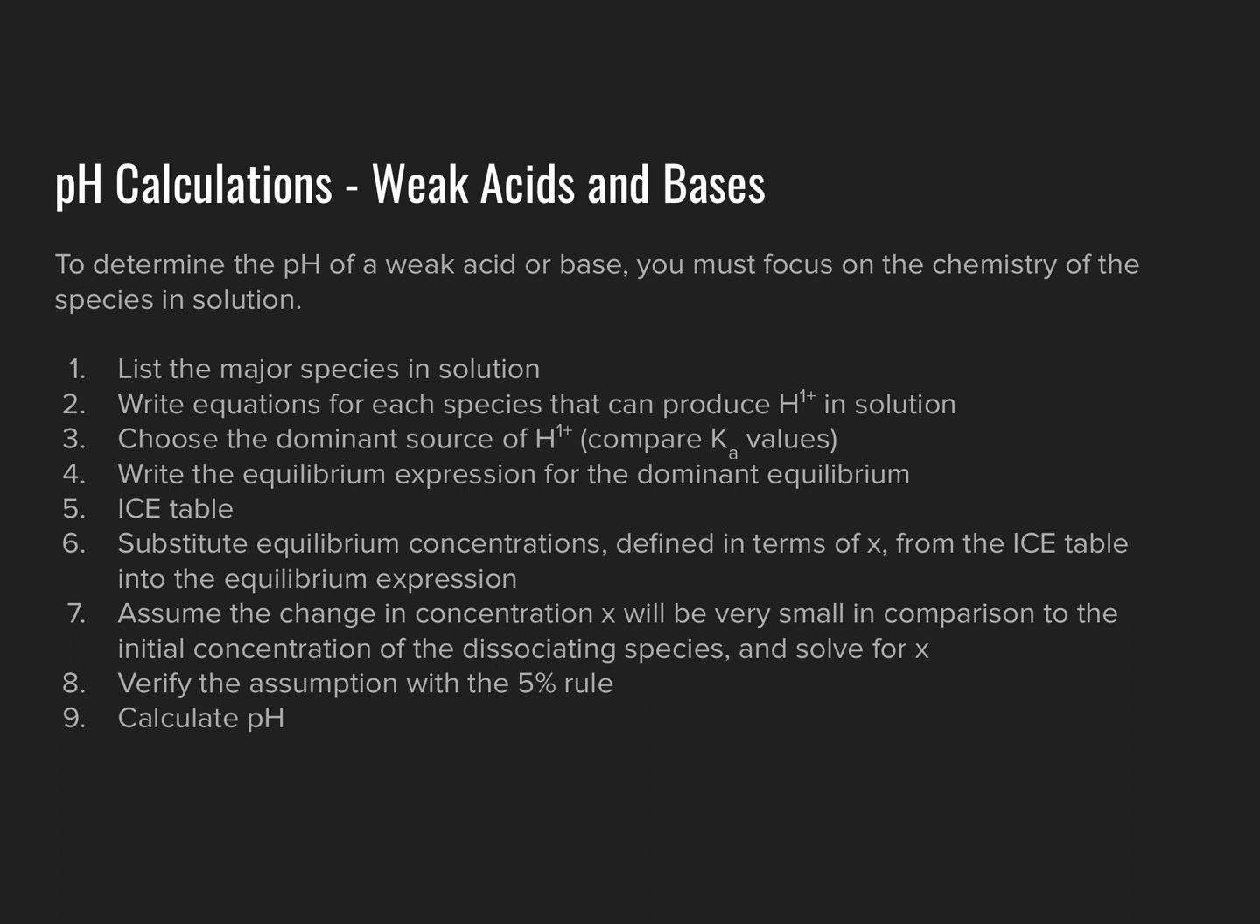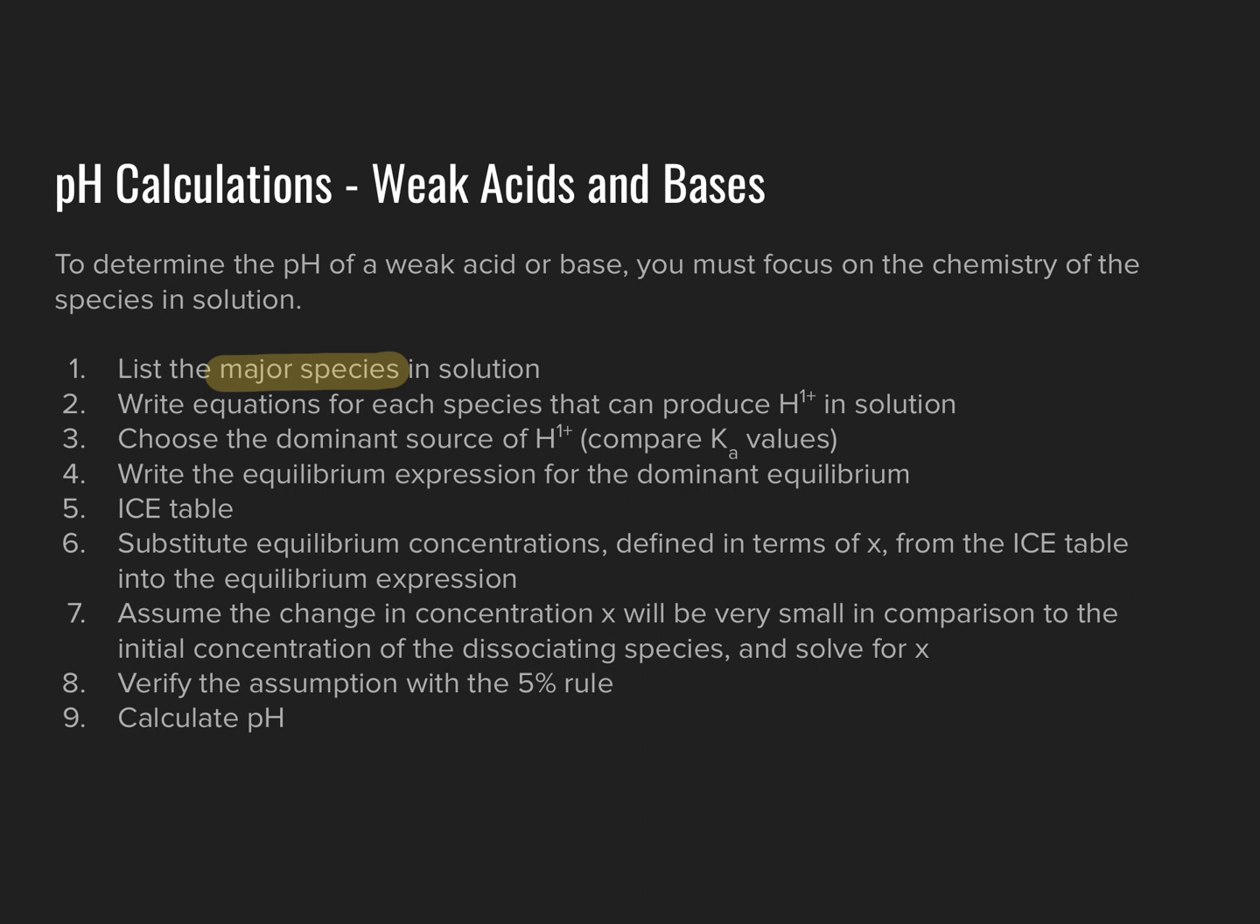So I've given you here a sequence of steps to go through in terms of correctly calculating the pH or pOH of a solution involving a weak acid or a base. And note that it's a significantly more involved process than dealing with those strong species, which undergo their complete ionization in solution. So starting off, the first thing we always want to do is list the major species present in our solution in order to determine which of those species might end up producing hydrogen ions in solution itself.